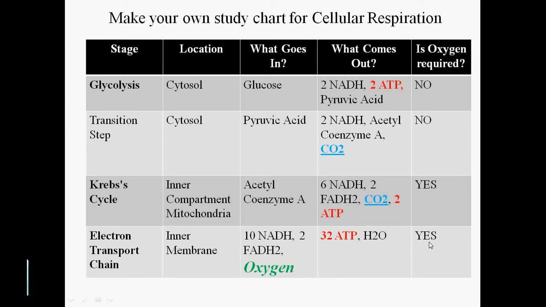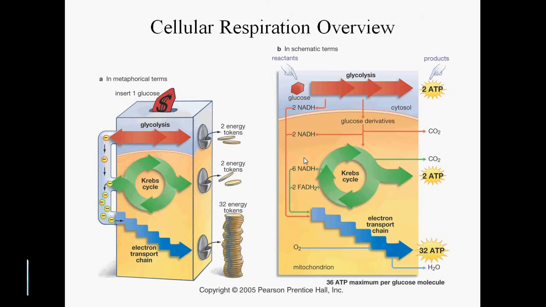Is oxygen required? Yes. So what you notice, if you total everything up, you have 32 plus 2 is 34 plus 2. That's how you can see that you get 36 ATP from 1 molecule of glucose. So let's just go over this. I know that was a lot, but if you write this down in your chart, it will make it easier for you to follow along.